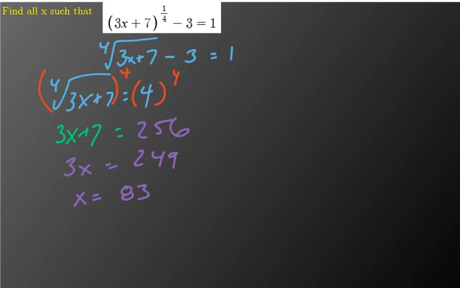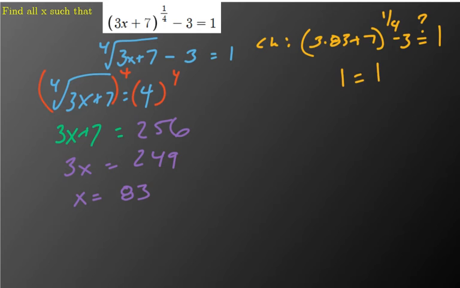So if you just go and check this one, basically just do, right, 3 times 83 plus 7, all raised to the 4th, minus 3. We basically hope that is 1. And if you go and plug all that in, you would see that truly you get 1 on the left side. So it checks. So this 83 that we found is actually the solution.